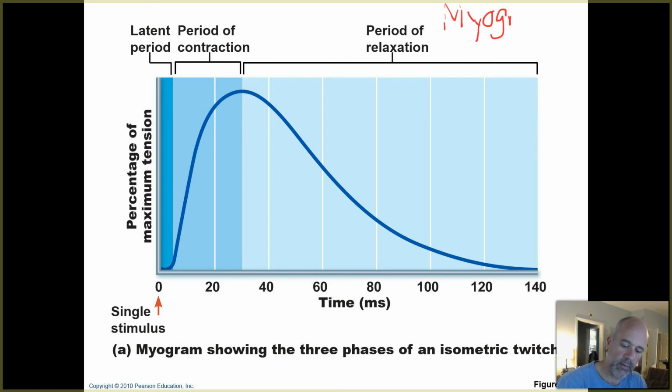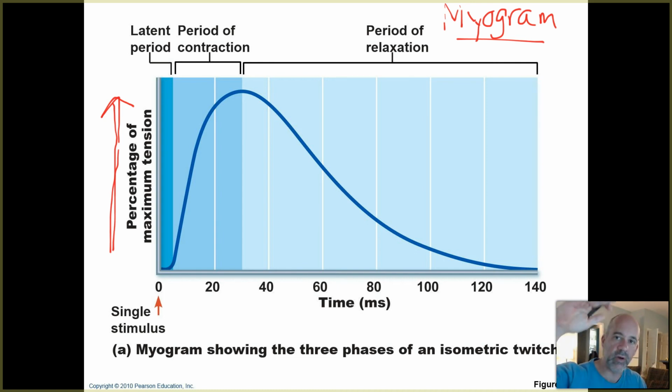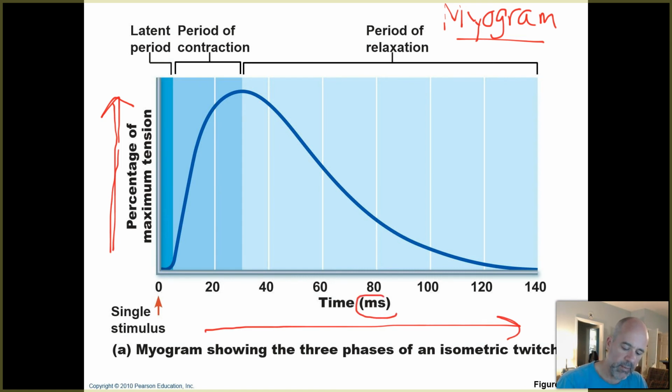If I can get my pen to write here. Okay, so over here on the y-axis is representing increasing force of contraction or tension within the muscle, and then down here we have time, and our time is in ms. Again, that means milliseconds, so that's 1 millisecond is 1/1000th of a second.